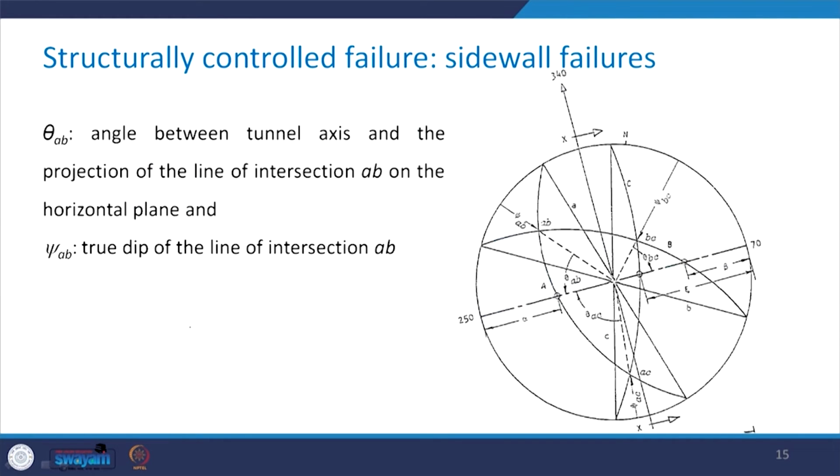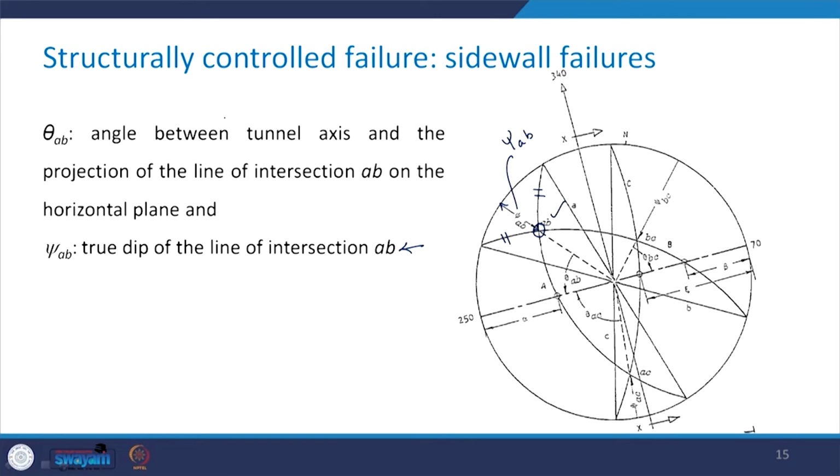Take a look at this figure once again. So, psi AB, which is the true dip, how will you find it? Where is the point AB? Here it is, because it is the intersection point of the great circle A and great circle B. So, this is point AB and you measure this angular distance. This is going to give you psi AB, which is the true dip of the line of intersection AB.